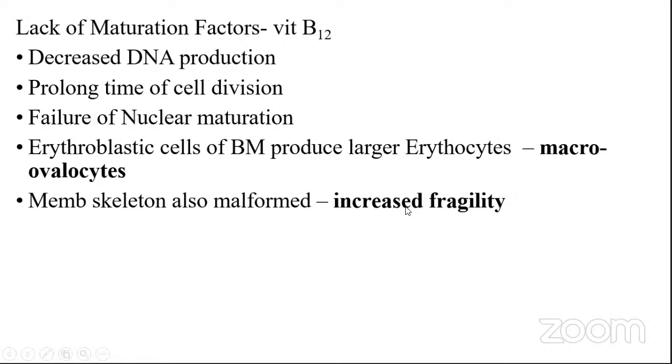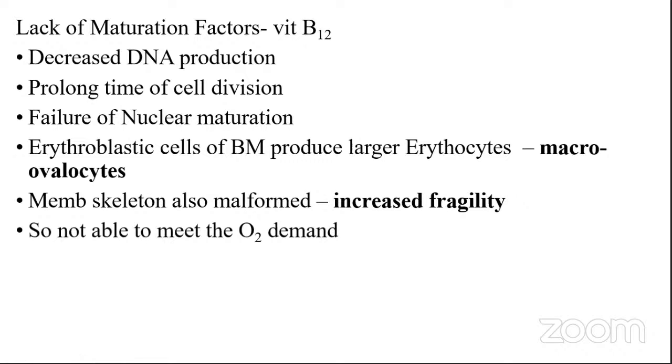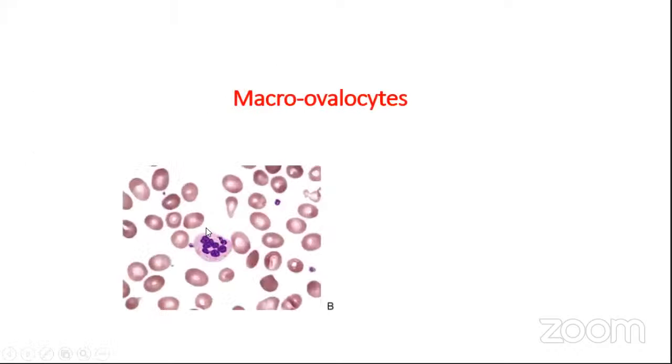Increased fragility, if there is a vitamin B12 deficiency. So they are not able to meet the O2 demand. Finally, since the RBCs are more fragile, the tissues will not be able to meet the O2 demand. So these are the macroovalocytes, macro because of the deficiency of the maturation factors.